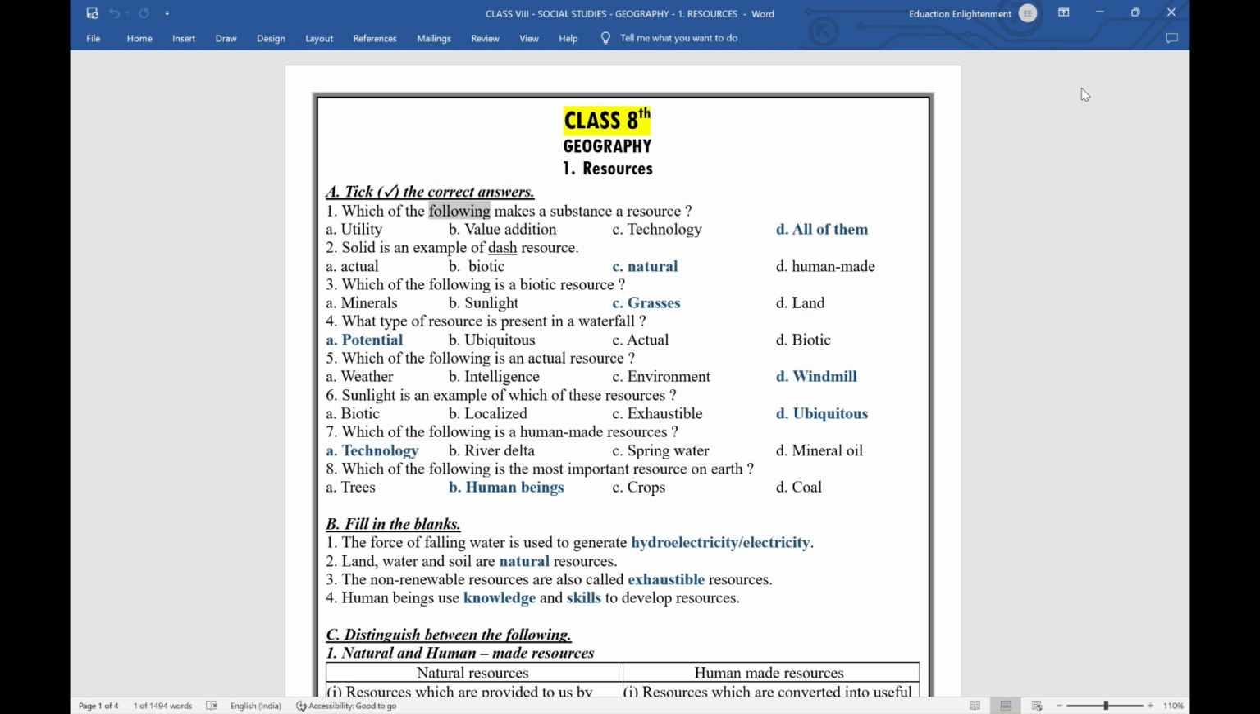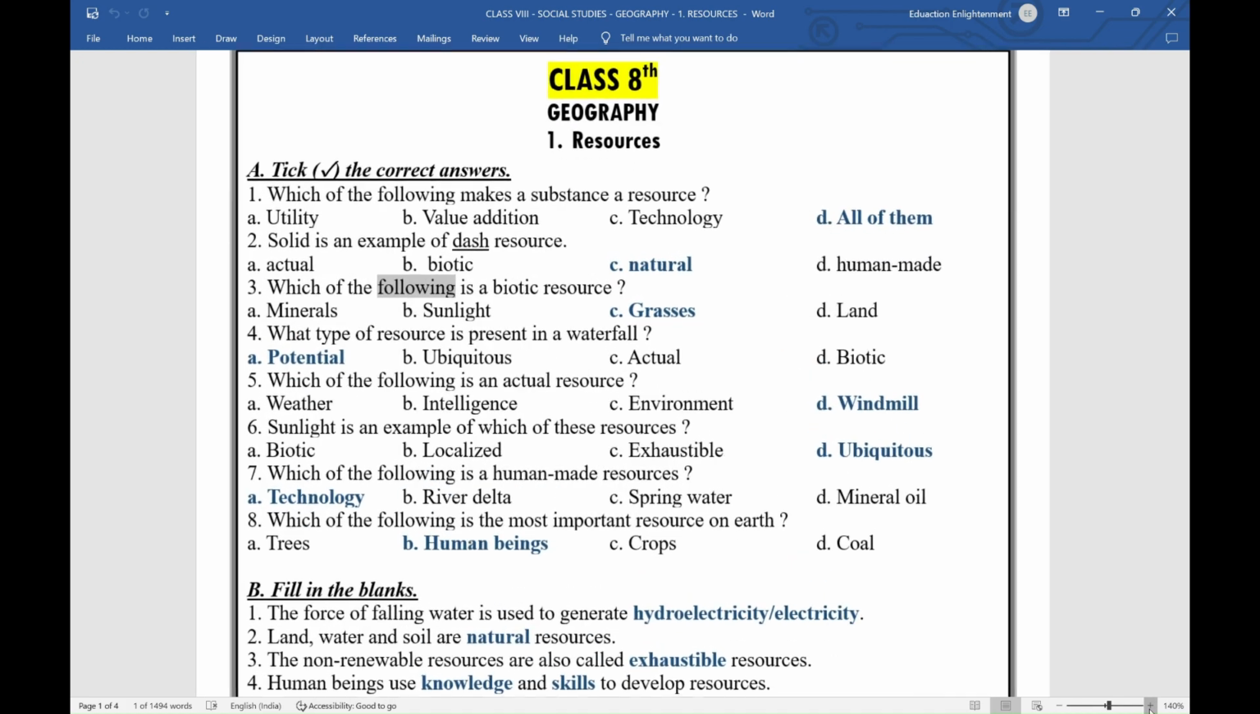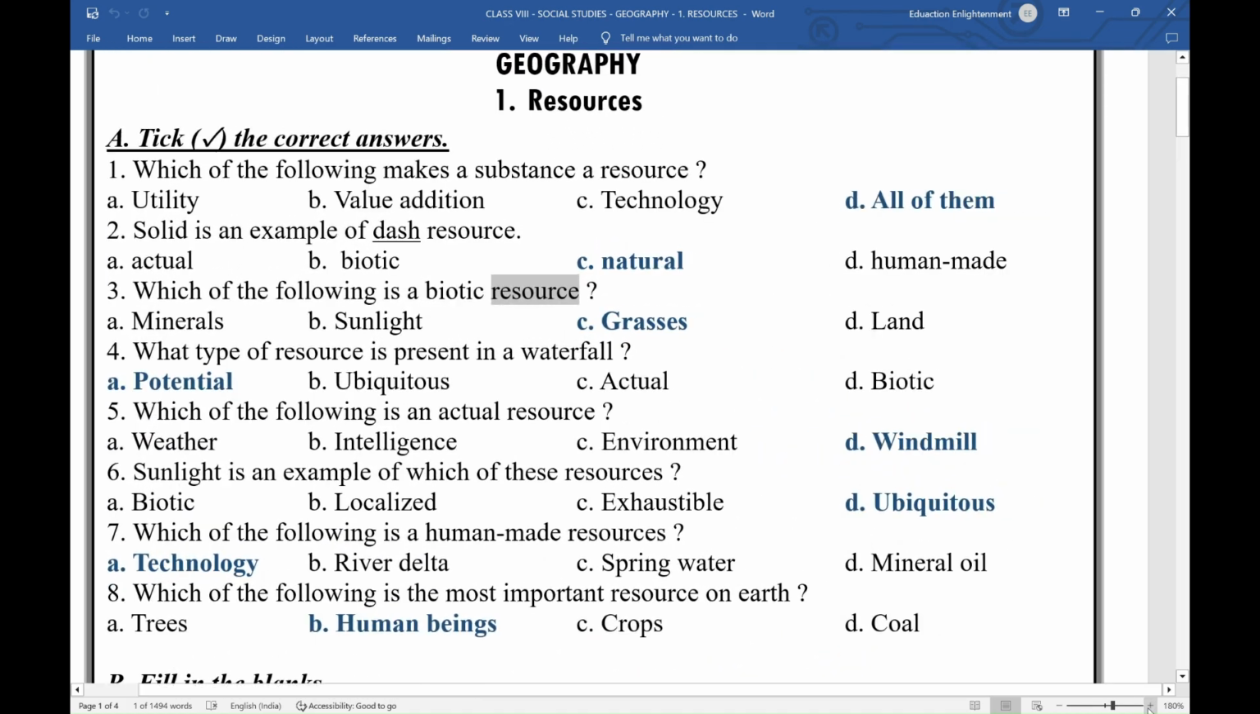1. Which of the following makes a substance a resource? A. Utility. B. Value addition. C. Technology. D. All of them. 2. Soil is an example of which resource? A. Actual. B. Biotic. C. Natural. D. Human-made. 3. Which of the following is a biotic resource?